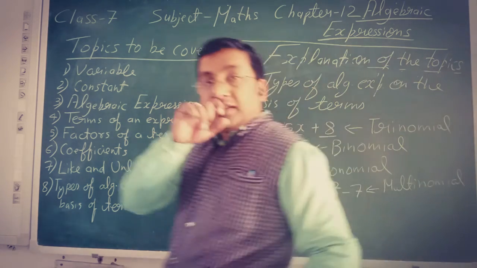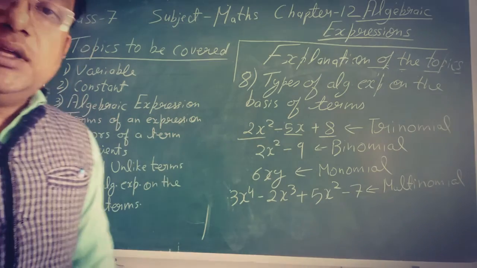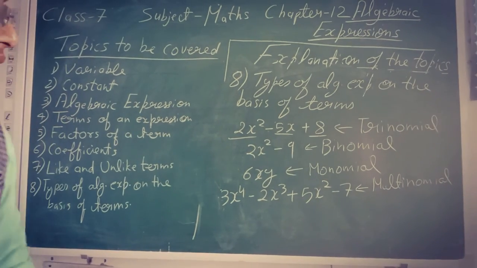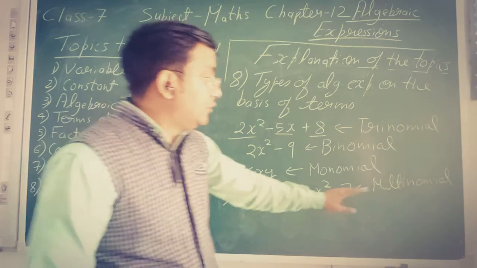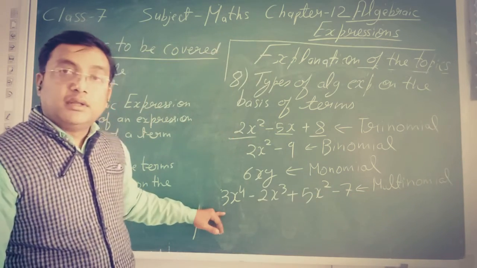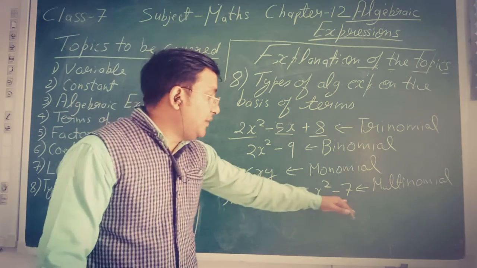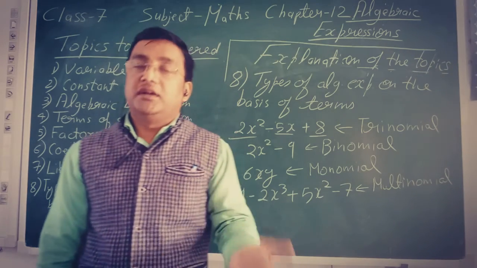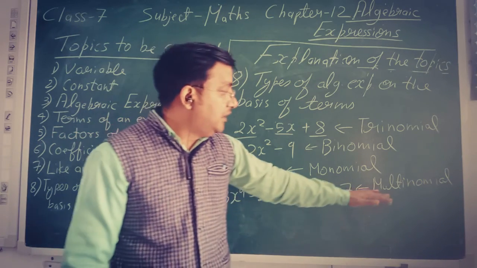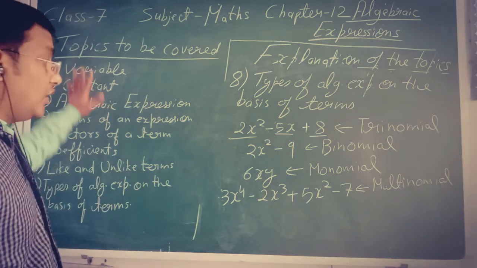Sometimes students get confused with multinomial and polynomial. Actually, multinomial and polynomial are totally different things. So don't say that it is a polynomial just because it has the word poly, meaning many. It is called multinomial. Polynomial is something different from this.